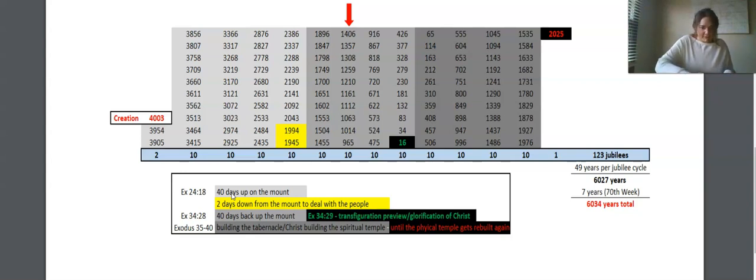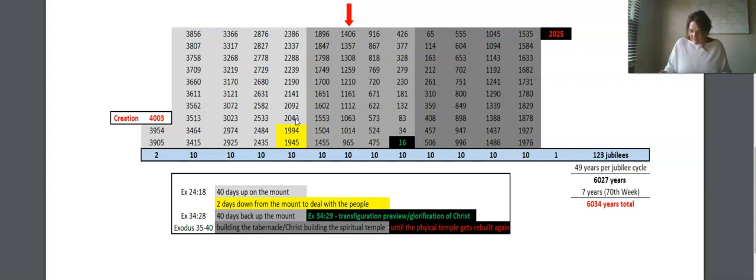Exodus 24, verse 18, it says, "And Moses went up into the midst of the cloud, and gat him up in the mount, and Moses was in the mount 40 days and 40 nights." When Moses ended that 40 days and 40 nights, it was because they thought that the camp was being invaded and people were dying.